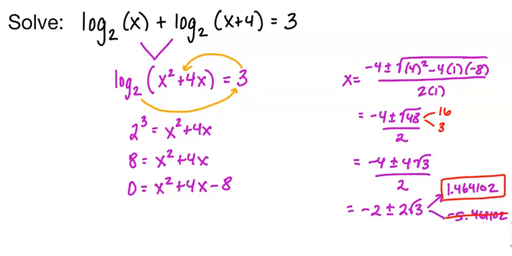So the solution of log base 2 of x plus log base 2 of (x + 4) equals 3 is just one solution. Its exact value would be -2 plus 2 root 3, or our decimal approximation is 1.464102, rounded to 6 decimal places.